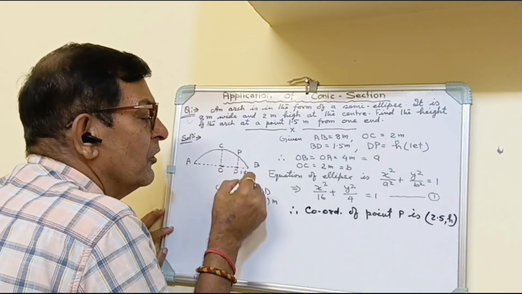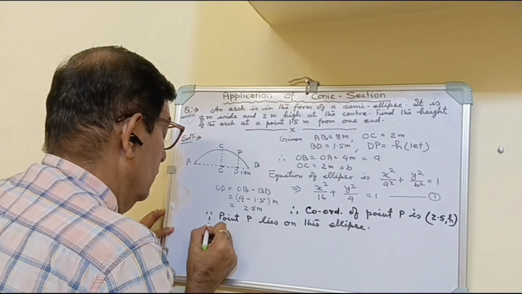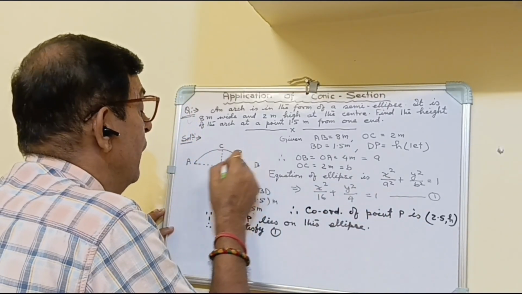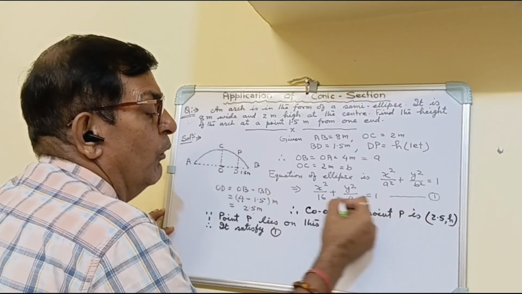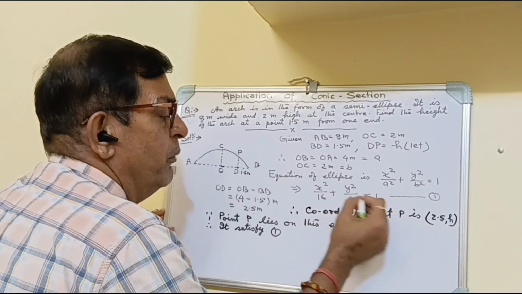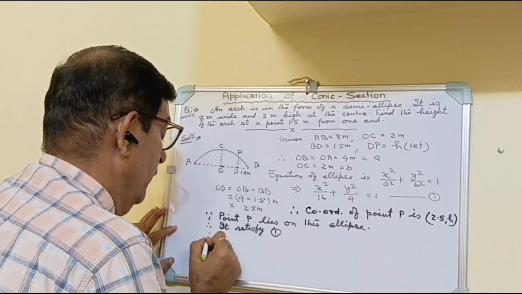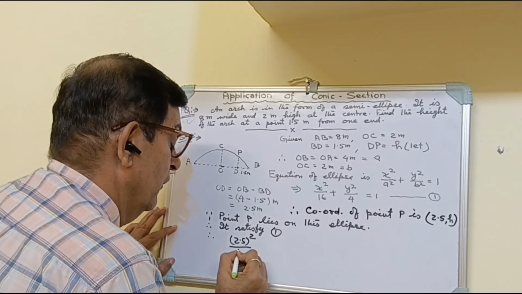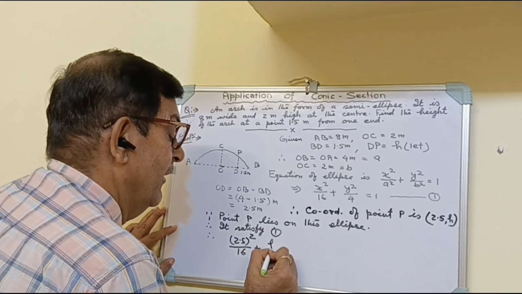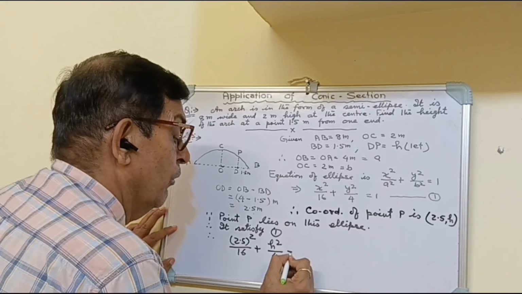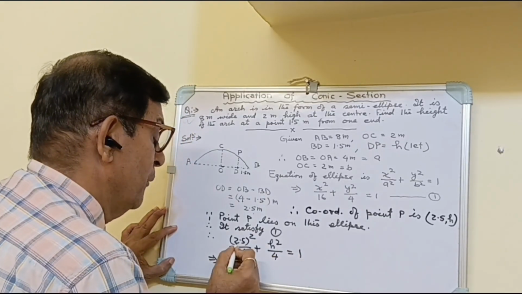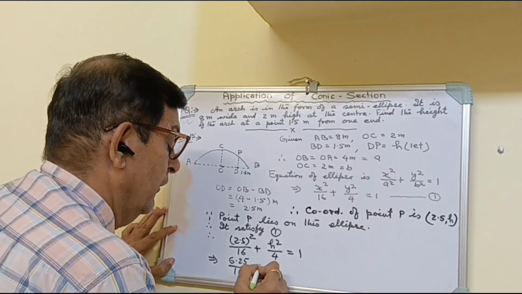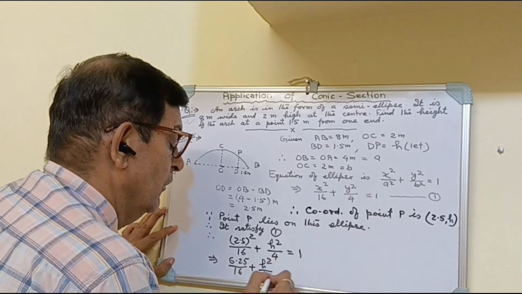Since P lies on this ellipse, hence it satisfies equation 1. This point P is on the ellipse, so the coordinates of P will satisfy equation 1. So we put 2.5 in place of x and h in place of y. Hence, 2.5 square by 16 plus h square by 4 is equal to 1, or 6.25 by 16 plus h square by 4 is equal to 1.